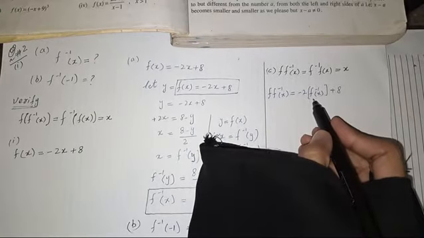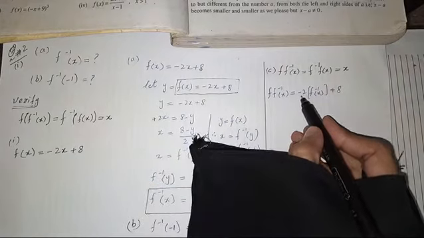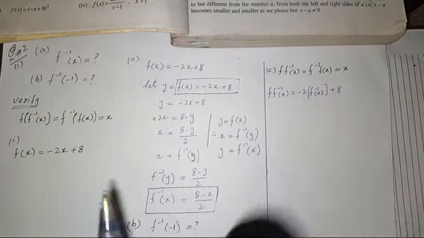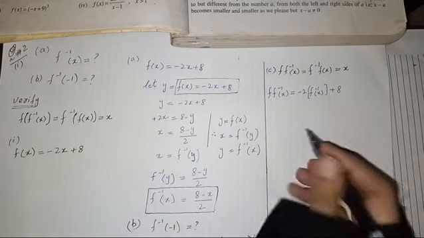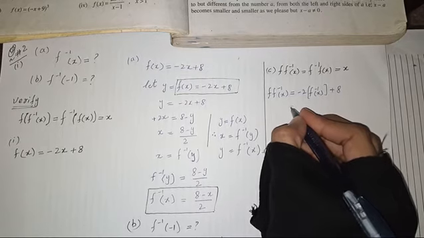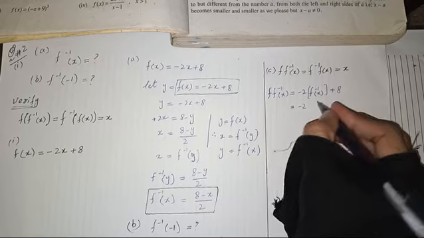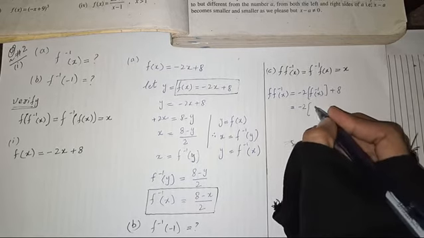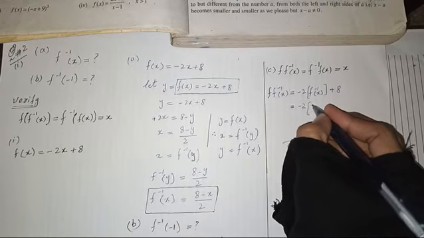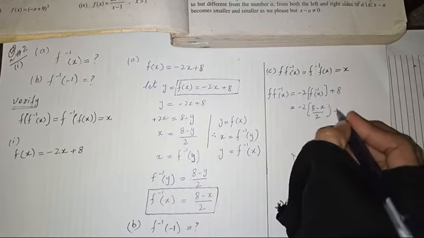So I have written here, look carefully, f of x, that is function of x, minus 2 in place of x, f inverse x plus 8 as it is, right? All parts of question number 2 have the same method, so kindly listen and watch this lecture attentively. Minus 2 as it is, in place of f inverse x put its value, that is 8 minus x divided by 2, this one, 8 minus x divided by 2 plus 8.